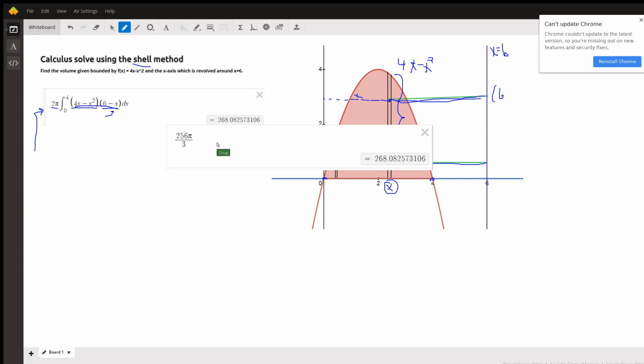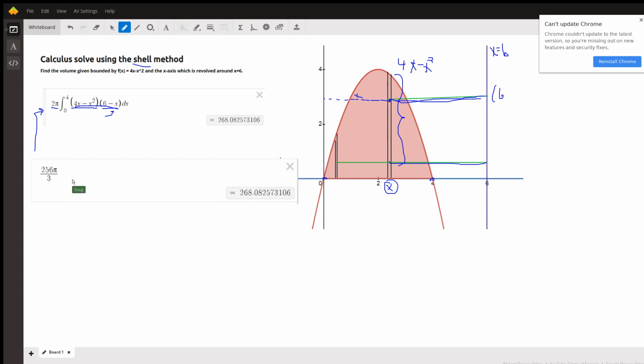So if you do all that, you will see that your answer is 256 pi over 3 cubic units. Okay, we got a volume. Now it's, again, possible to solve this problem using the disk method. We would have to integrate along the y-axis from 0 to 4.